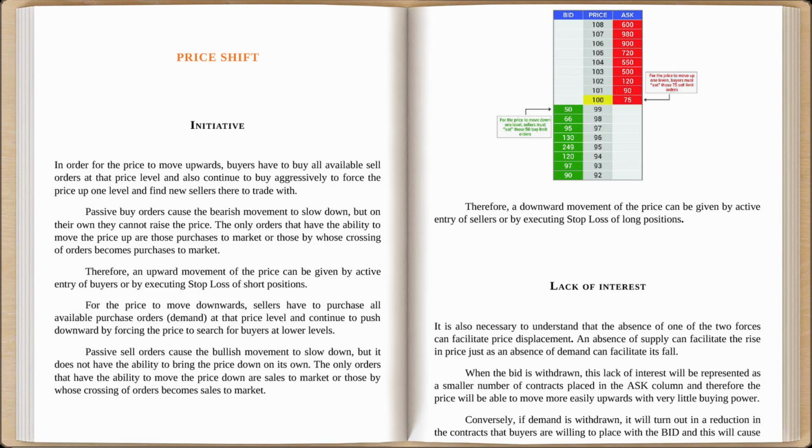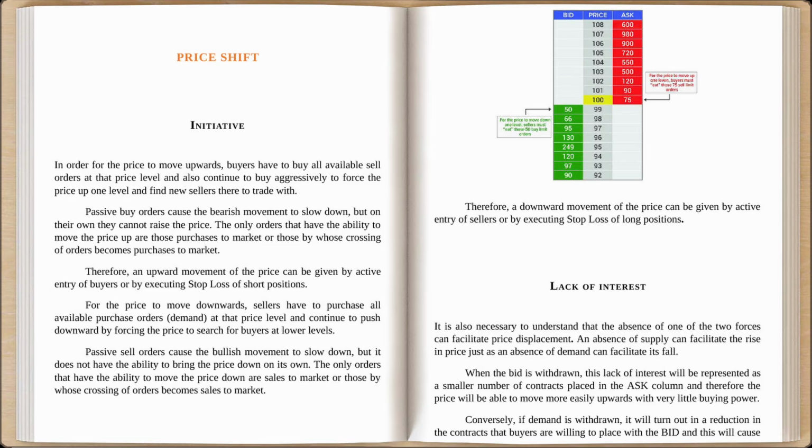Passive sell orders cause the bullish movement to slow down, but they do not have the ability to bring the price down on their own. The only orders that have the ability to move the price down are sales to market, or those whose crossing of orders becomes sales to market. Therefore, a downward movement of the price can be given by active entry of sellers or by executing stop loss of long positions. Lack of interest.